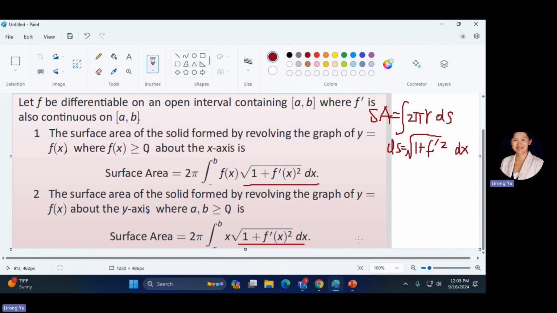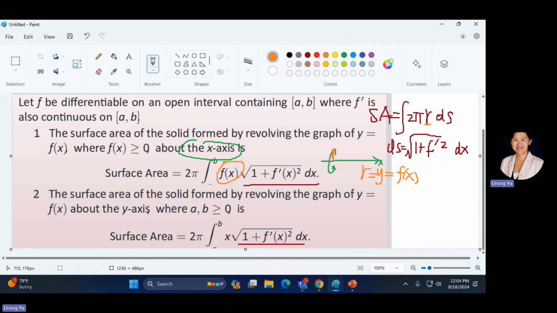But then how do we get two separate formulas because we have different r? The first one is saying we are revolving about x-axis. If you're revolving about x-axis, what happens to your radius? Your radius is going to be this vertical, right? So your radius is going to be the y value. And since we have a function, our y value is f of x. So that r is going to be f of x. That's when we revolve about x-axis.